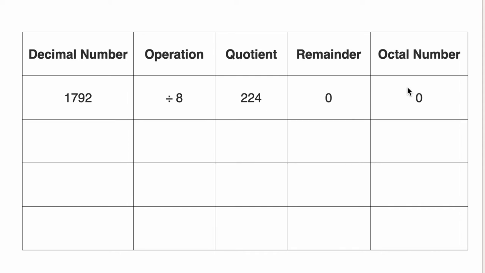Now let me go to the next step. In the next step, we use the quotient. What is the quotient? The one that we got as the result of the division. Now we use the 224 quotient here in the next step, and then we divide it by 8. Again we get a quotient and a remainder. Obviously every division will produce these two results.